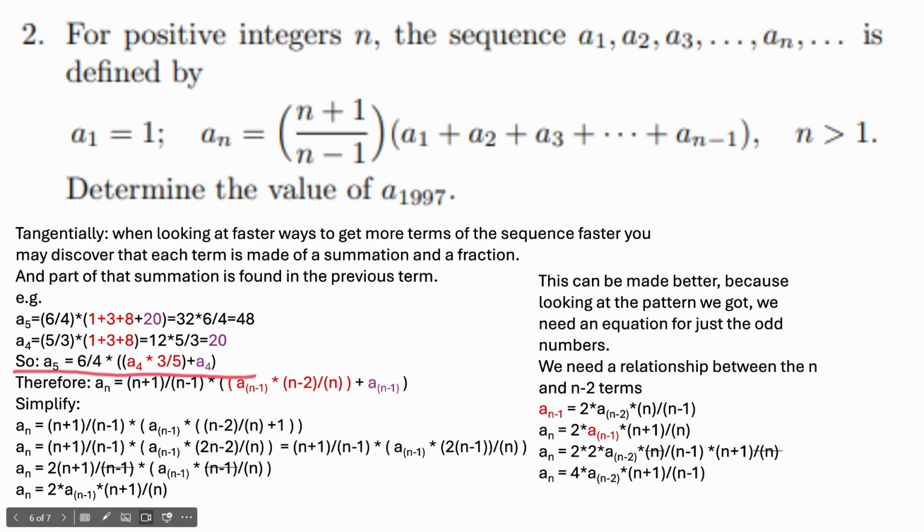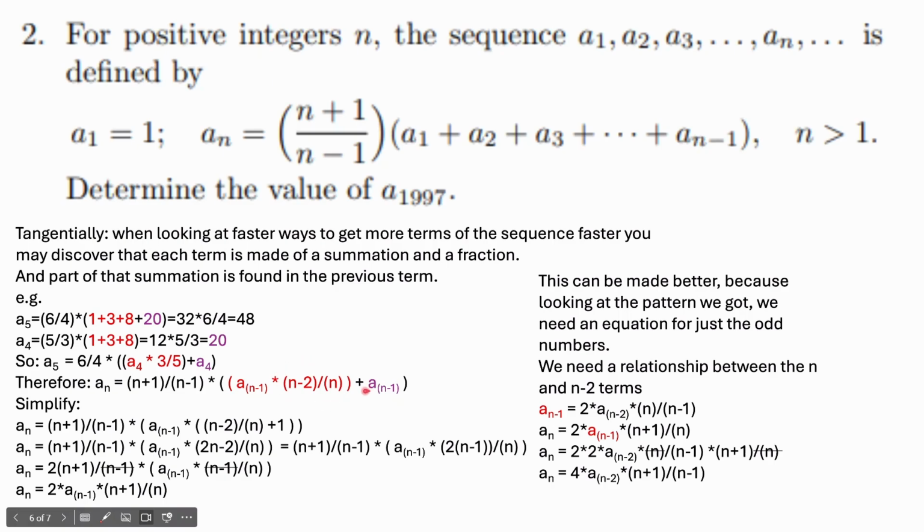And you can generalize this by saying an is equal to its fraction, obviously, n plus 1 over n minus 1, multiplied by an minus 1, but in brackets, an minus 1 multiplied by n minus 2 over n, because you have n minus 1 minus 1 and n minus 1 plus 1. The minus 1's on top in this case because you divided it and you flip the fraction.